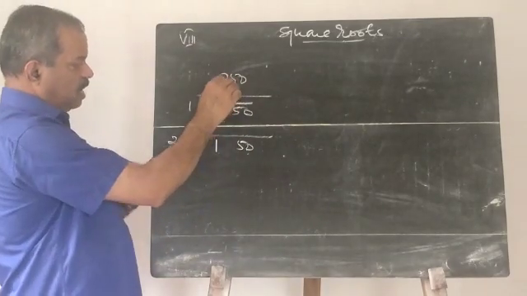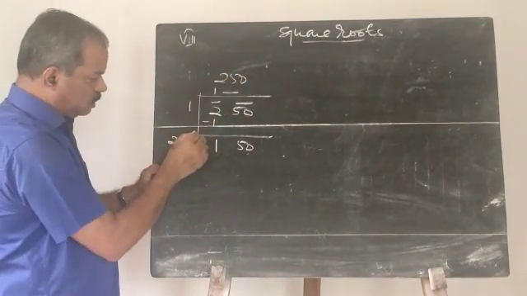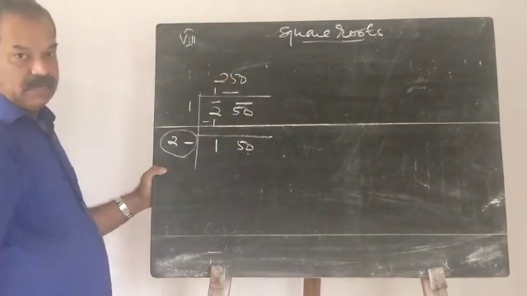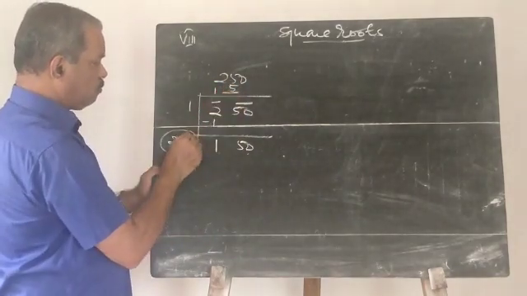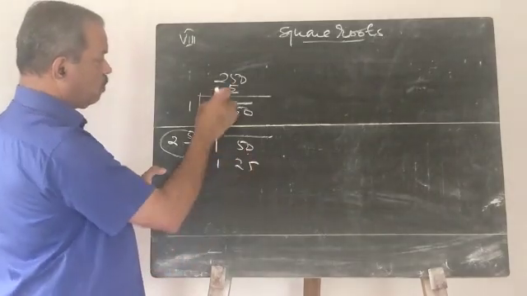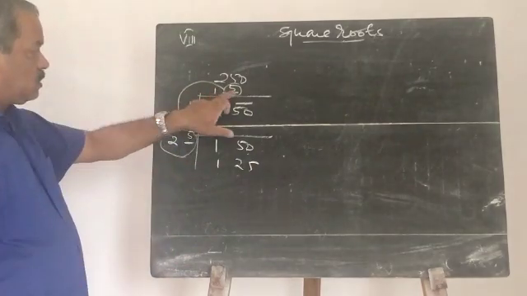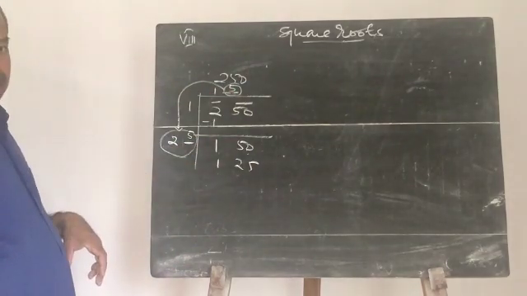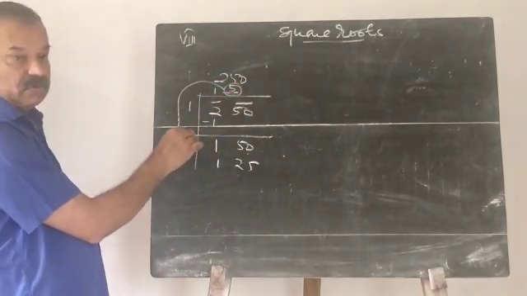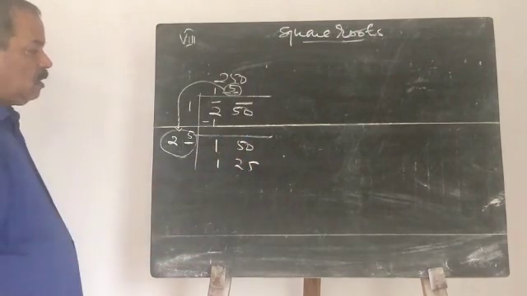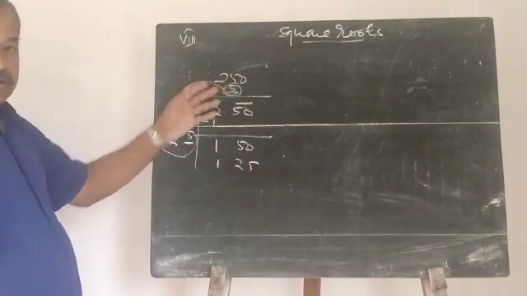Whatever number we write here, we must write that number here also. And the product of this number and the whole of this part, we must write here. So 25 into 5, 125. This 5, when we write 5 here, we must write 5 here also, to get a product equal to this number or less than that number.